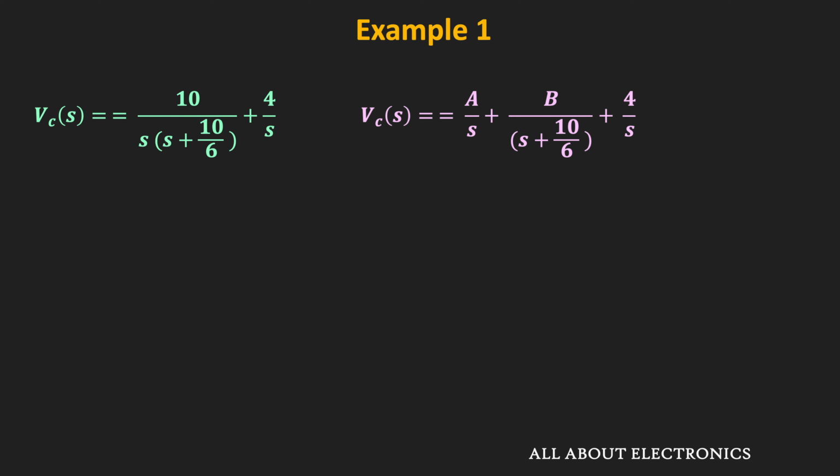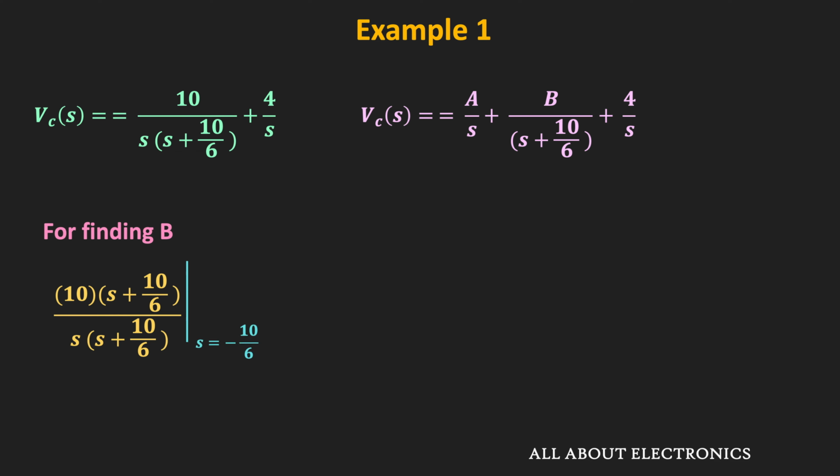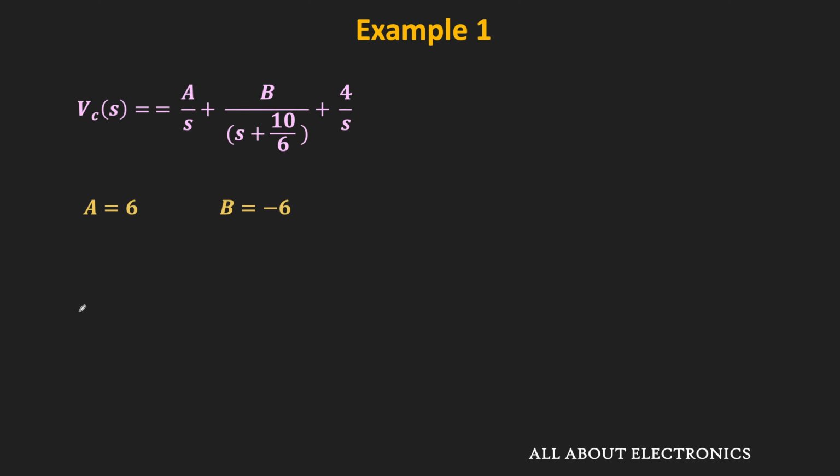Similarly, for finding the coefficient b, we will multiply this term by s plus 10 divided by 6, and we will evaluate the expression at s equal to minus 10 divided by 6. As you can see, the s plus 10 divided by 6 in the numerator and the denominator will get cancelled out. And now if we put this value of s in the given expression, the value of b will come out as minus 6. So in this way, we got the values of a and b.